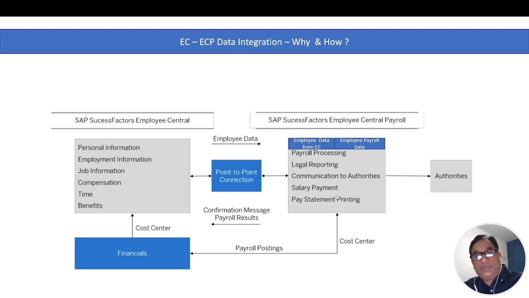And how it is done, let's go and, okay, before we address how, let's see here. We have a financial system over here. So there's a third system called finance, and all the payroll results which are in the EC payroll system, the posting data of general ledger.